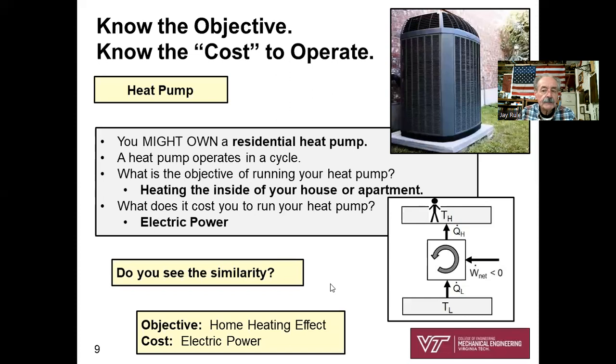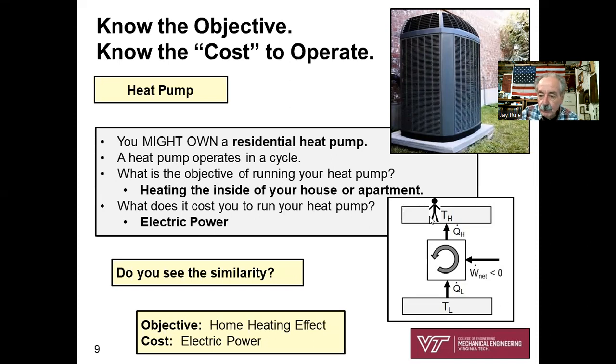You might not have quite so much familiarity with a heat pump. But you might be familiar with a residential heat pump. A heat pump operates in a cycle with a refrigerant, probably R134A. Now, what's the objective of running a heat pump? A little different than an air conditioner. The objective is to heat the inside of your house, not remove heat from the inside of your house.